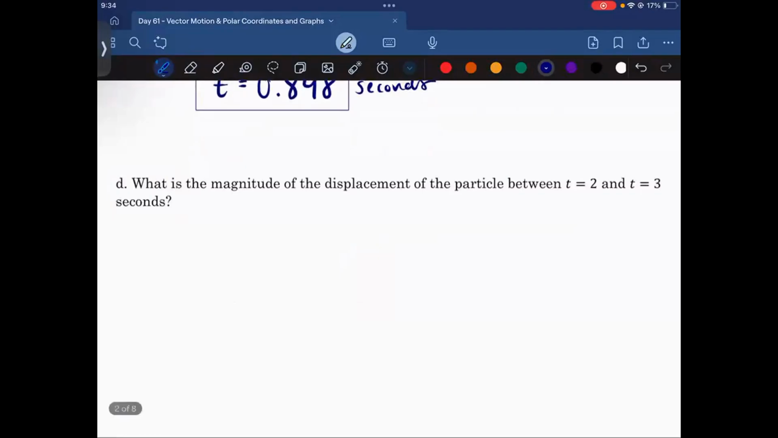Last one, D, what is the magnitude of the displacement of the particle between t equals 2 and t equals 3 seconds? So we're going to find arc length. You might be asking, why are we doing arc length? Well, oops, sorry, this should be a 2. Oopsie.